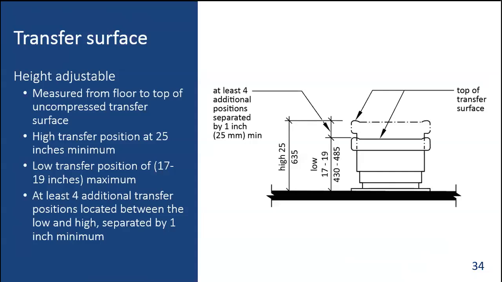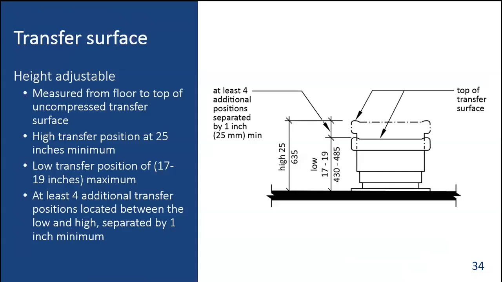In addition, there must be at least 4 additional transfer positions located between the high and low positions, separated by 1 inch minimum. Equipment that is continuously adjustable throughout the high and low range is ideal, but it is not required. Fixed transfer positions that the equipment can be adjusted to would meet the minimum requirements, so long as the positions are separated by 1 inch minimum.